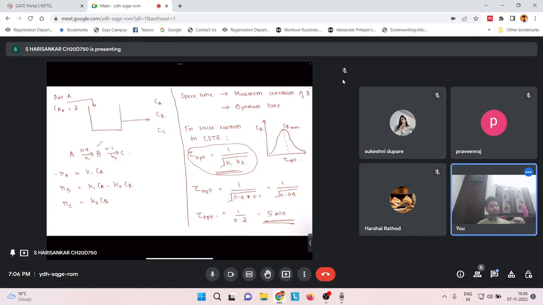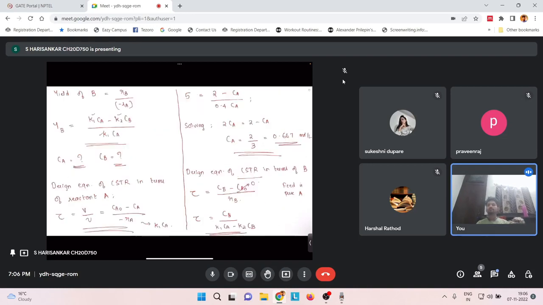Now we have all the tools required to apply the design equations to find the concentration of A, Ca, and concentration of B, Cb. So we'll do that. We'll do the design equation of CSTR in terms of A and B using the tau that we just found, and we'll find the concentrations of A and B. Once we have found Ca and Cb, all we have to do is substitute them in the yield equation and finally find the yield using this same equation, and we'll get the yield as 67%.